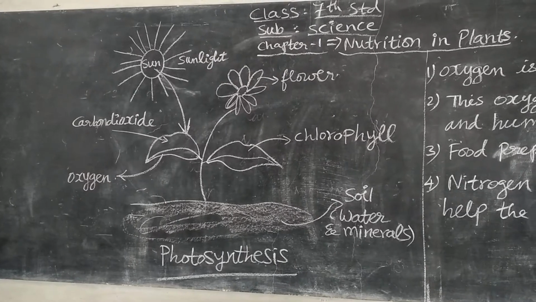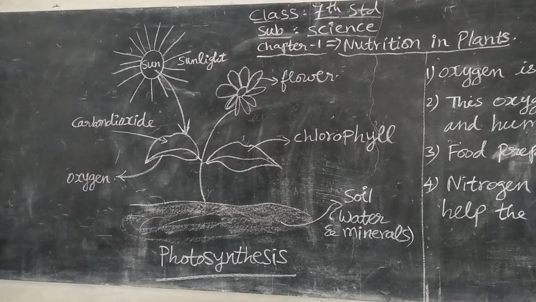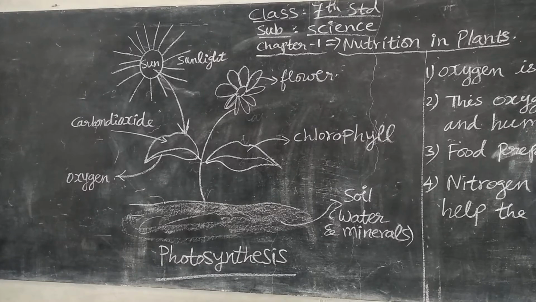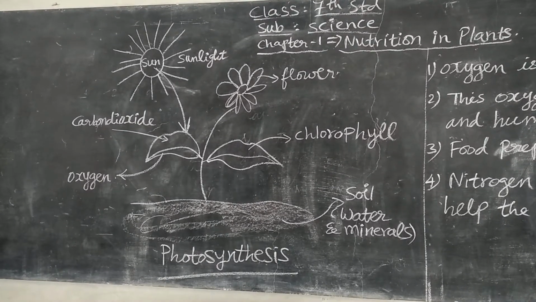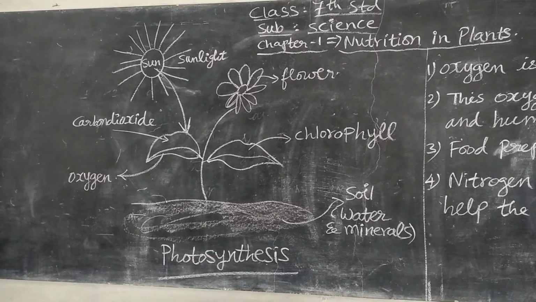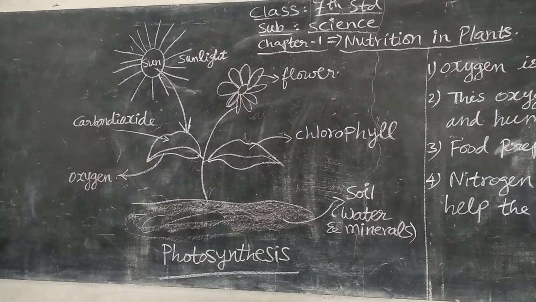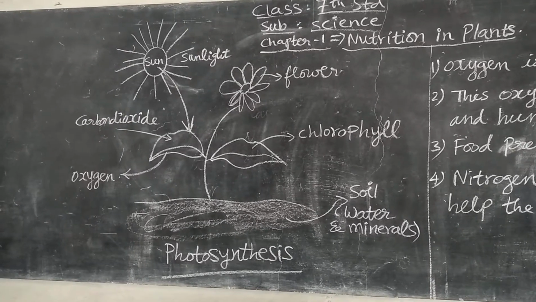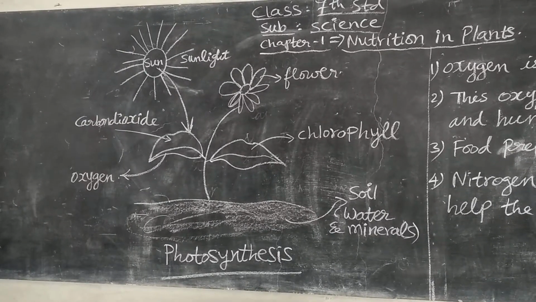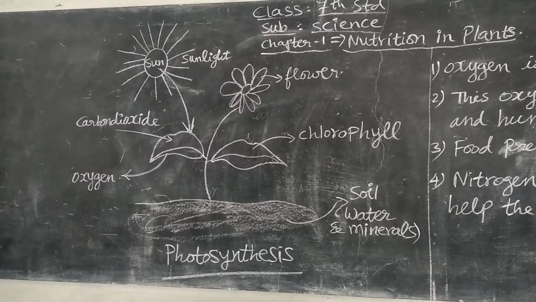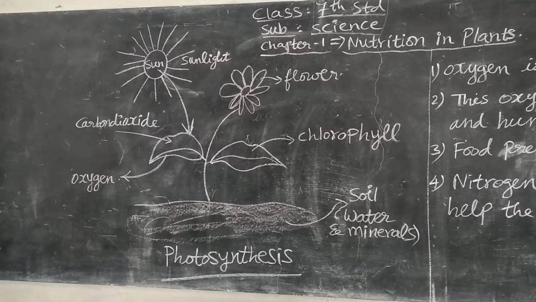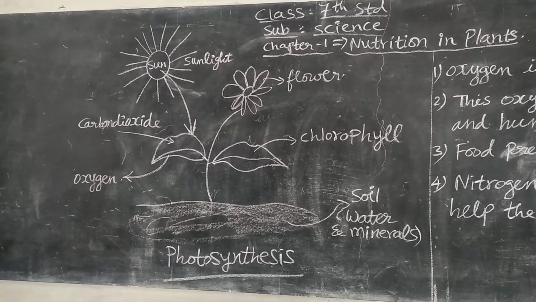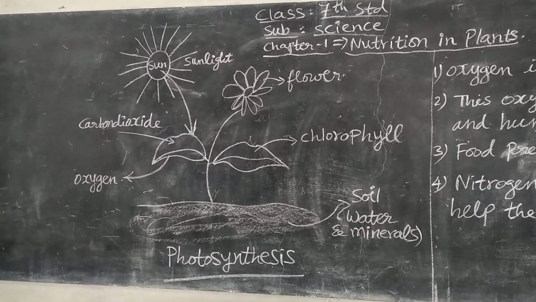See, down you can see soil. The plants grow in the soil. The soil contains water and minerals. When the rain falls, water enters into the soil. The soil sucks the water. The roots of the plant absorb water from the soil, and the water is sent in the upward direction to all parts of the plant.